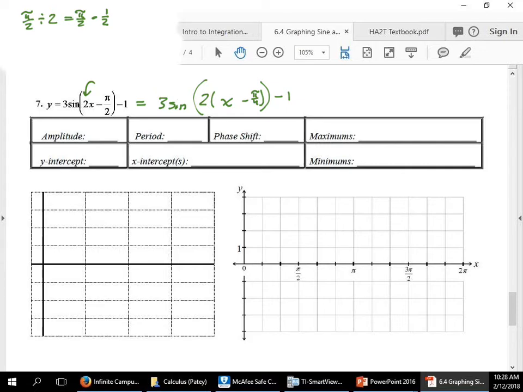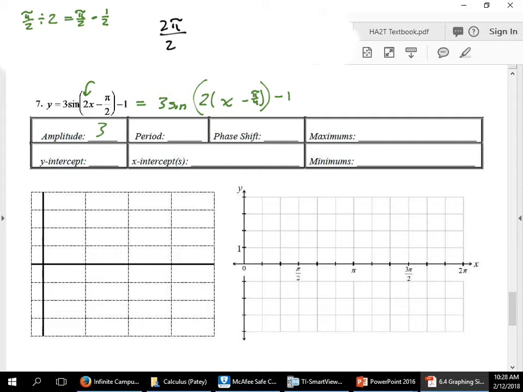Okay, so now we can see what's going on very clearly. What is my amplitude? 3. Because of that 3 right there, we know that our amplitude is 3. What's my period? Pi. Very good. You guys were able to do that in your head, no problem. So what you do is you take 2 pi, which is the regular period, divide it by the omega, and you get pi. So our period is pi. Next, what is my phase shift?